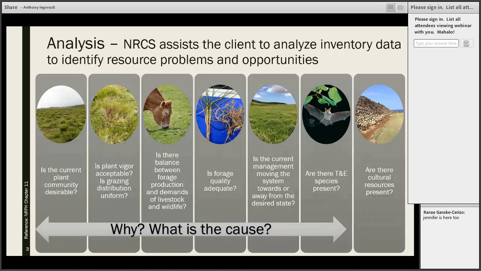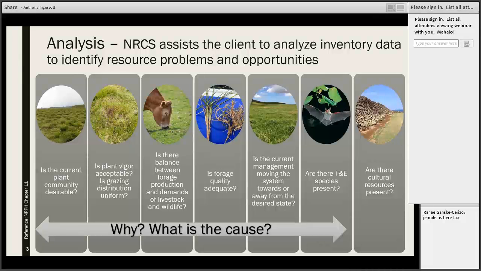In the analysis phase, as the National Range and Pasture Handbook describes it, after the inventory process is complete, or during it, an analysis of the data is necessary to assist the client to identify and quantify problems. Again, it's imperative for clients to understand the grazing land ecosystem and the concepts before they can appropriately analyze that resource data. It's only then that they can understand the relationship of soil, water, air, plants and animal resources in the ecosystem, how they're related, and the causes that create resource problems.